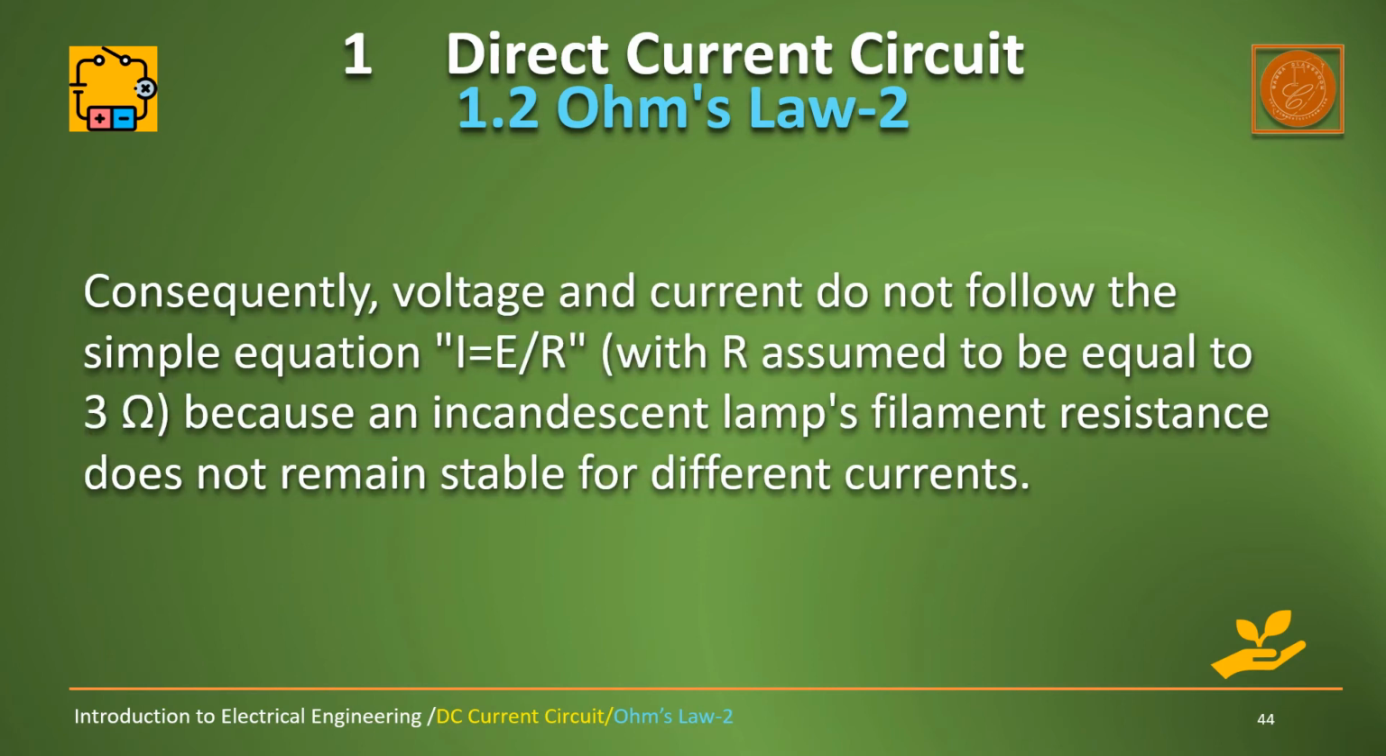Consequently, voltage and current do not follow the simple equation I equals E divided by R, with R assumed to be equal to 3 ohms, because an incandescent lamp's filament resistance does not remain stable for different currents.